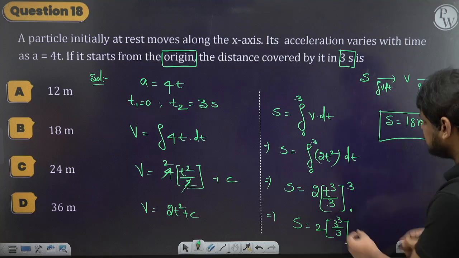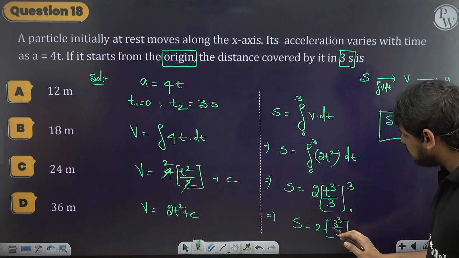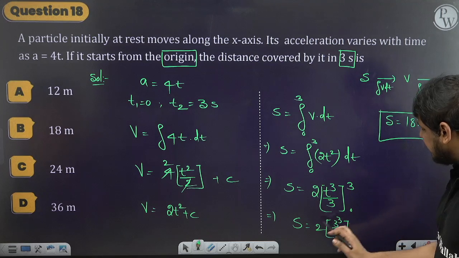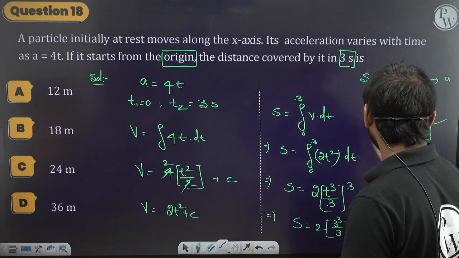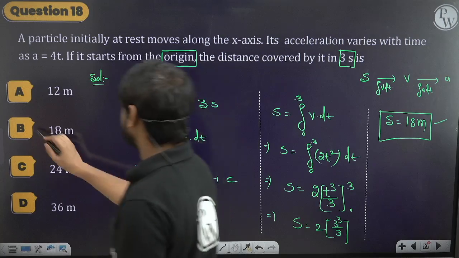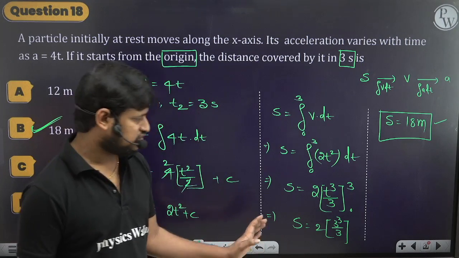Yes or no? So the 3s cancel, 3 squared will remain. So 3 squared into 2. 3 squared is 9, 9 into 2, 18. So this is the correct answer, 18 meters. So option B. Clear, everyone? So let's move further.